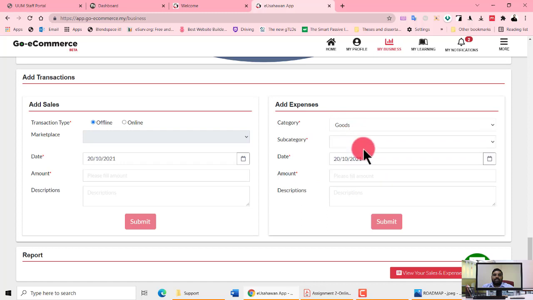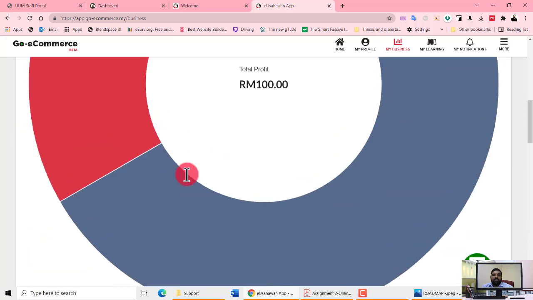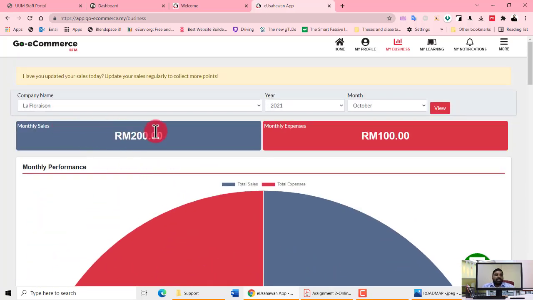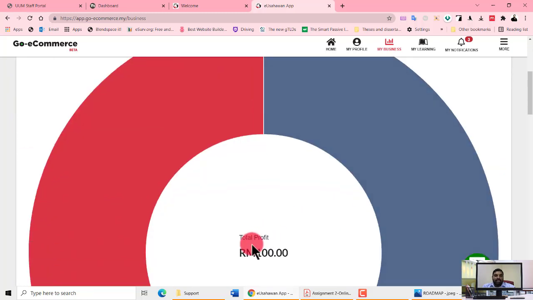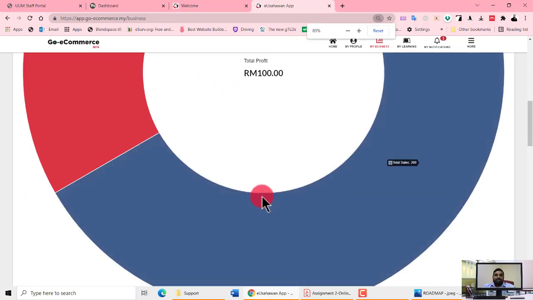So I have to click this one, goods. What are my expenses? Stock. So I put 100. So now you see the difference. Your sales is 200. Your expenses is 100. So your total profit is only 100. So I want to see something like this.